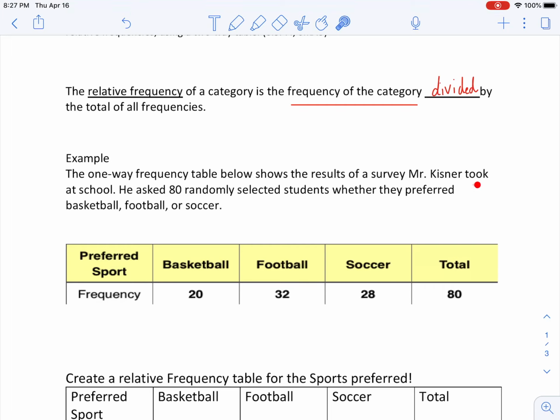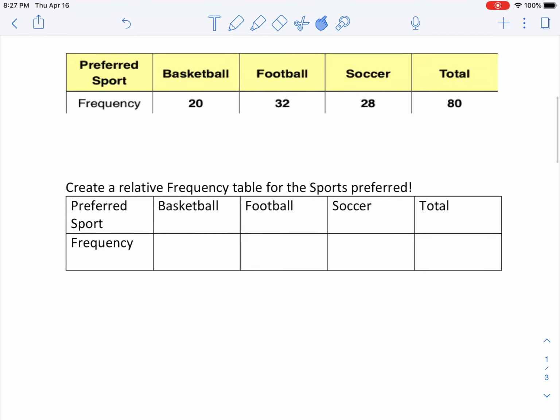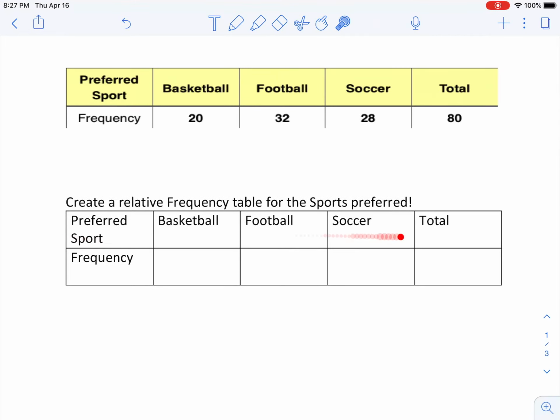The one-way frequency table below shows the results of a survey Mr. Kisner took at school. We asked 80 randomly selected students whether they preferred basketball, football, or soccer. As you can see, the total number of students is 80. 28 preferred soccer, 32 preferred football, and 20 preferred basketball. So the question is, how do you create a relative frequency table for that?